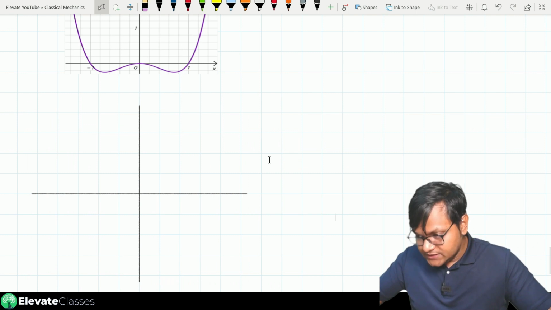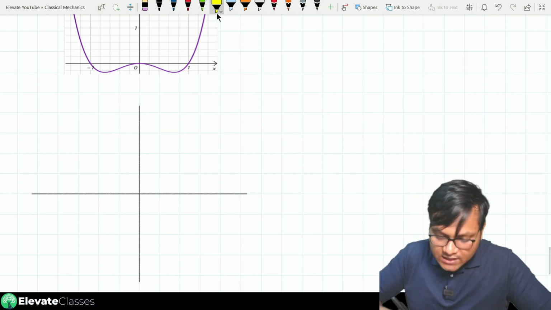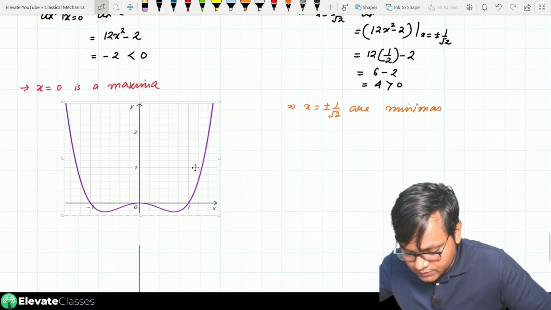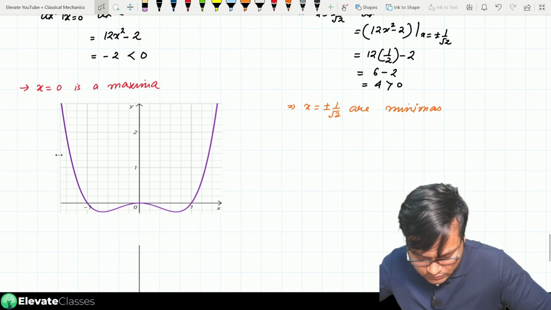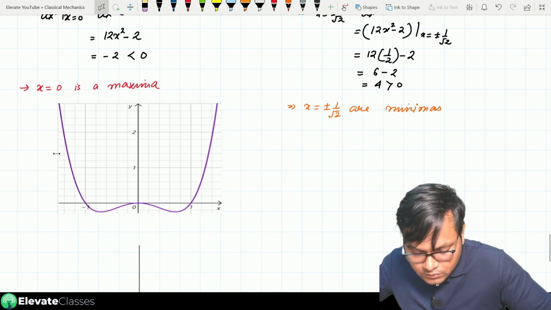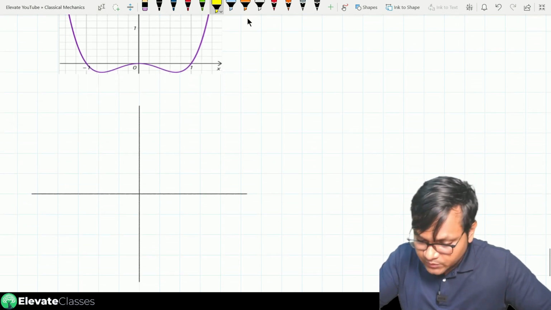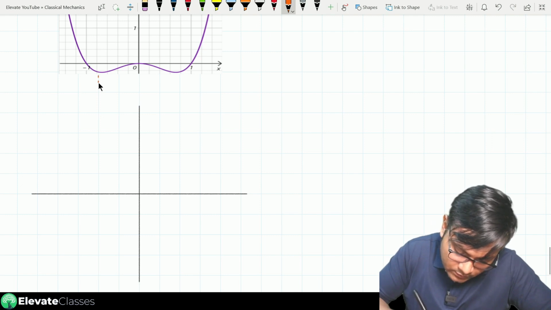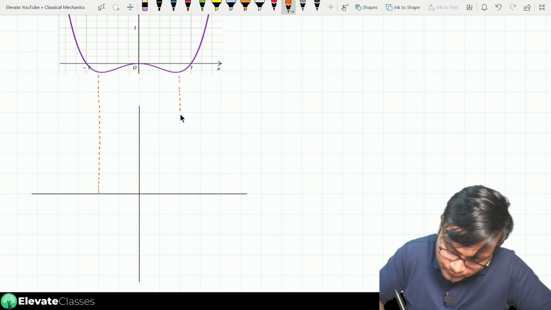काफी इंटरेस्टिंग सा एक डायग्राम बन जाता है. So what we will get is, these are the local minimas, right? So these are the local minimas here. So let me draw a diagram. So this is the local minima. This is the local minima.